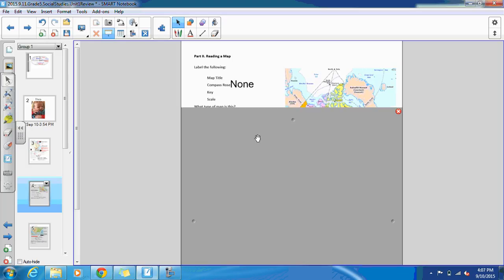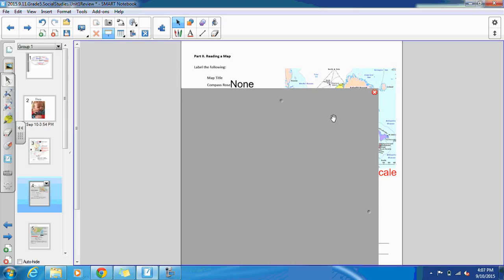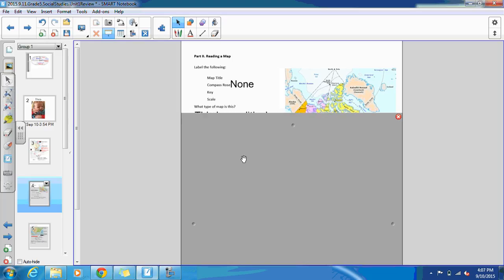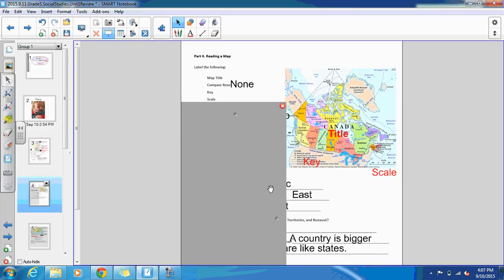Okay, part 2, reading a map. So again, we're going to label the following parts of the map: the compass rose, map title, key, and scale. So the map title, so here's the thing about map titles. They can be on top of the map, and they often are, but they also can be at the bottom, they also can be in the middle. So this one is right smack in the middle. The title is simply the name of the country, Canada.